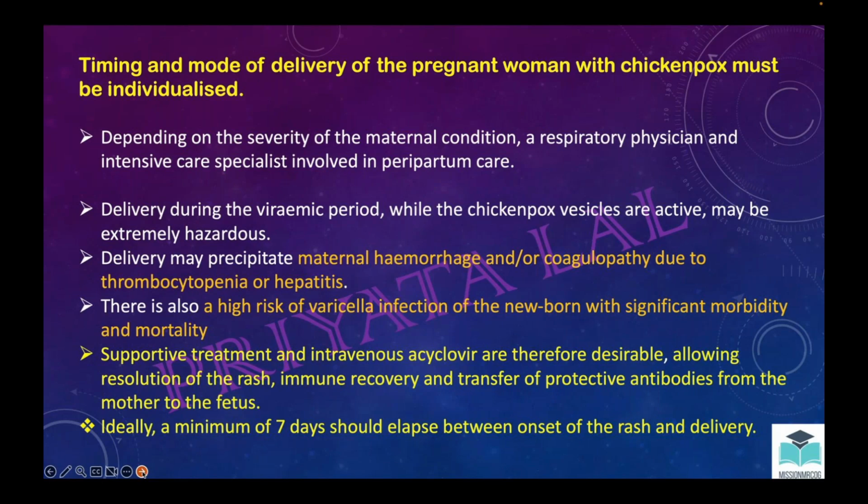Ideally, if the woman develops a rash, then the delivery should be delayed, if it is possible, by 7 days. That would be necessary. Why? Because of the passive transfer of antibodies. Okay, now it would be clear to you why we don't want our woman to deliver at the phase of viremia.